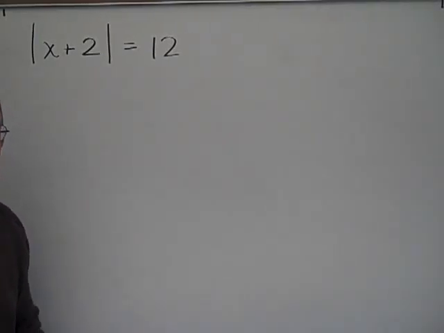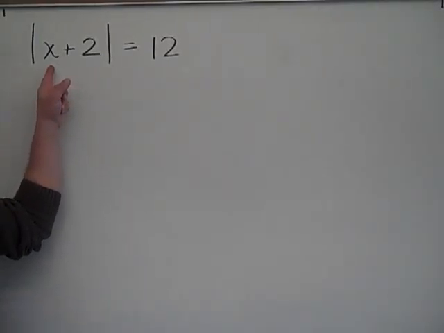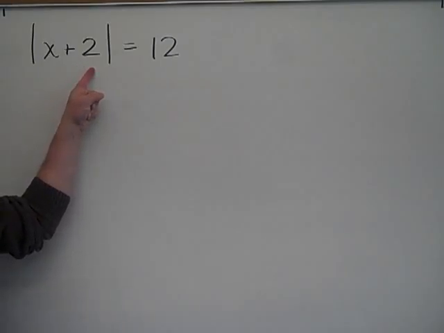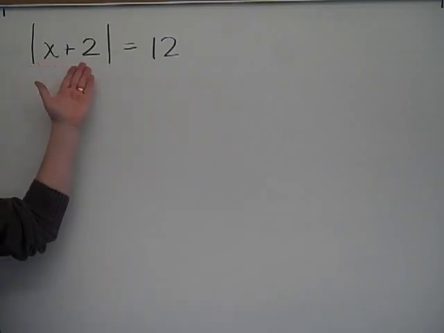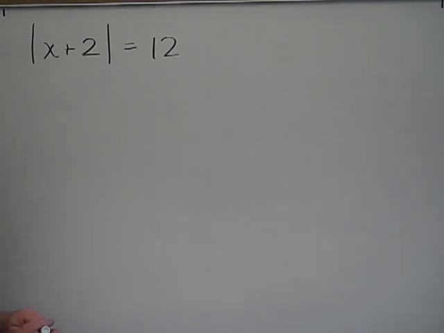Okay, so what if we bump it up a notch and instead of having the absolute value of x be equal to 12, we're going to have the absolute value of x plus 2 be equal to 12. We do it pretty much the same way. We just think of the x plus 2 as being one quantity. So what number can this whole chunk be in order to have an absolute value that equals 12?